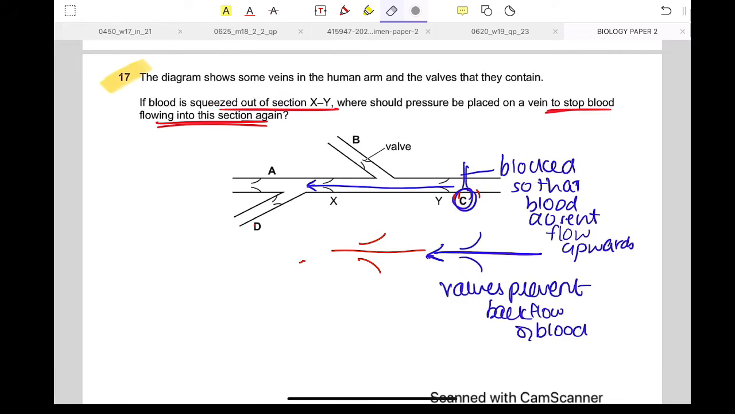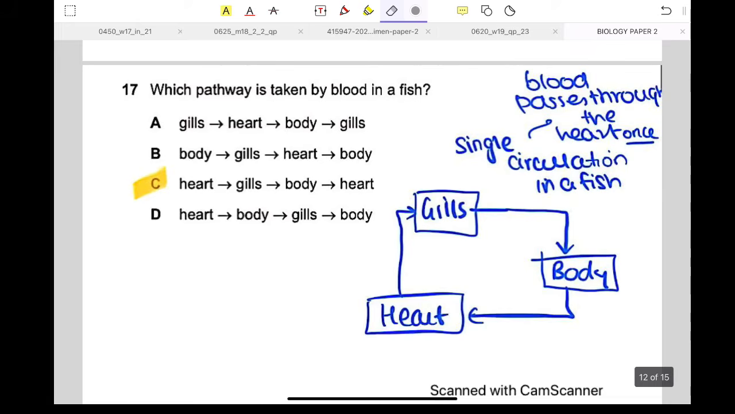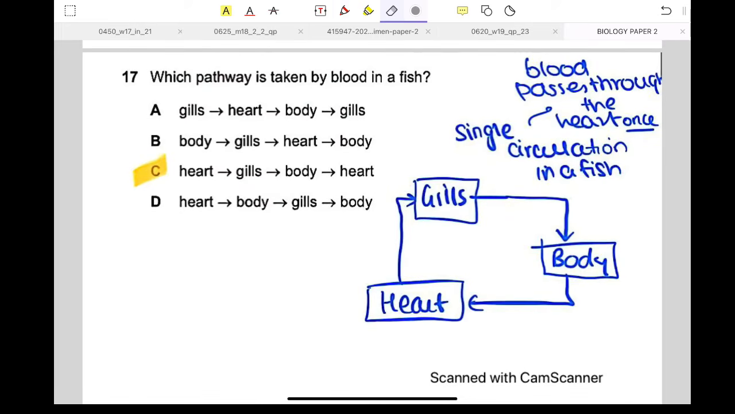Alright, so moving on to the next one. Which pathway is taken by blood in a fish? Now this is single circulation of a fish.